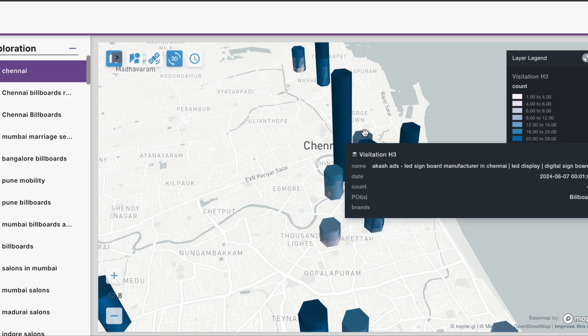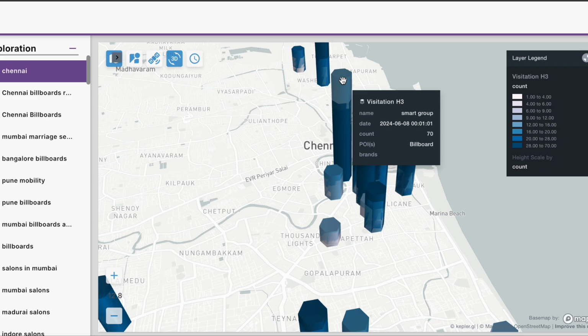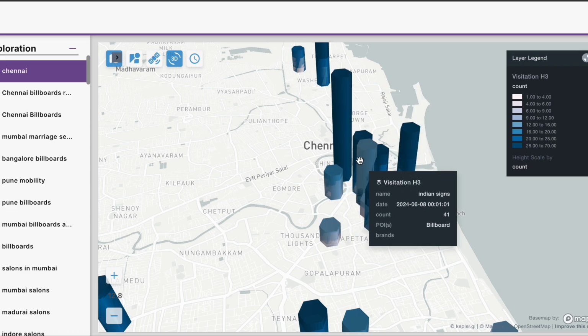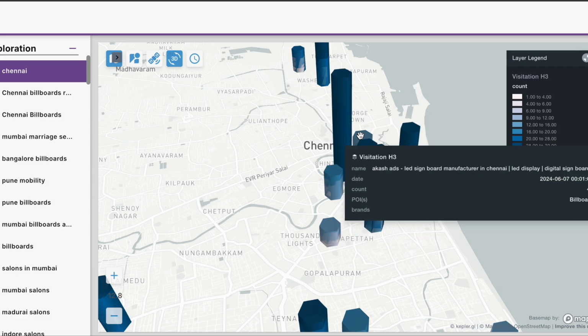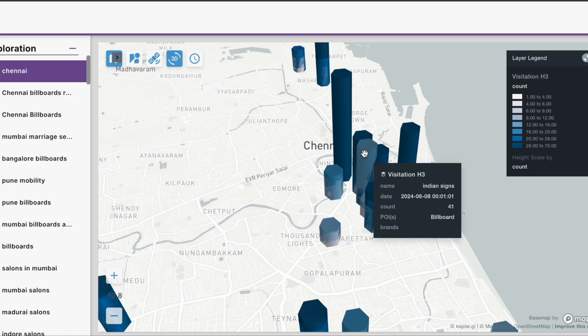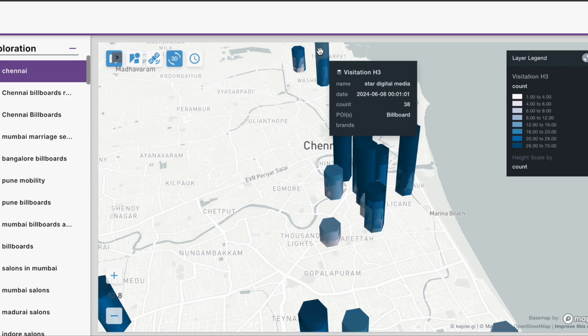You can see over here, this one, on that particular date and time, has about 70 people in and around the billboard. This one has 19. This one has over 40. This one has over 41. This one, which is a little further away, has over 38 people in and around. This is a radius with GPS level accuracy, a radius of around 10 feet. Now you could just increase the radius to get a little more coverage in and around.